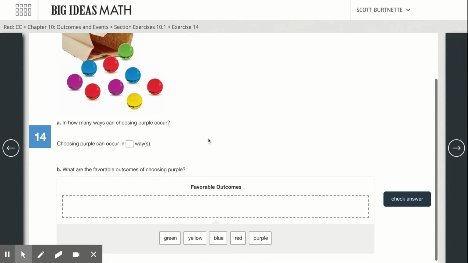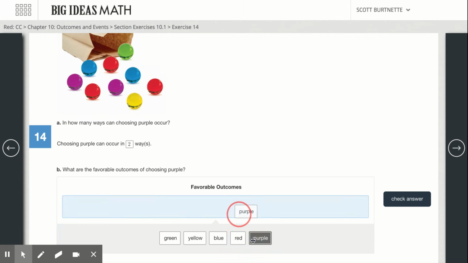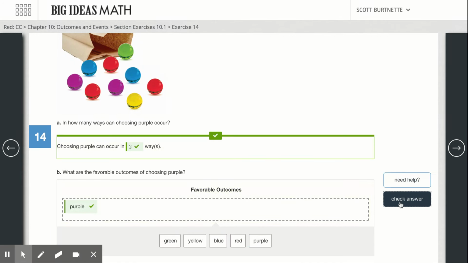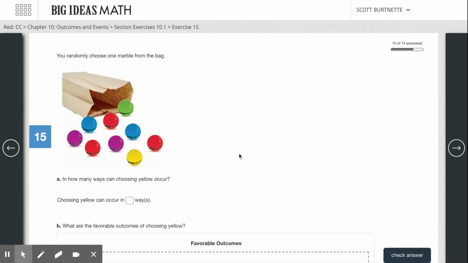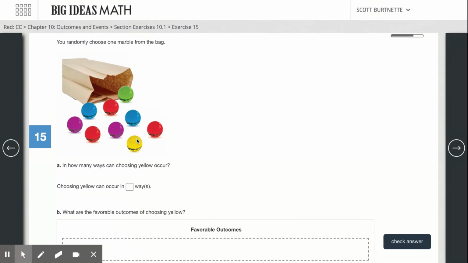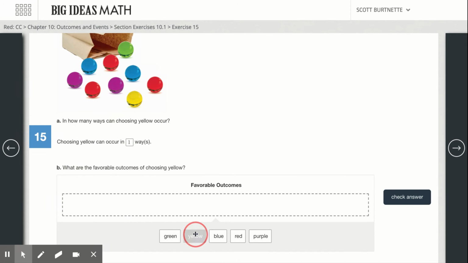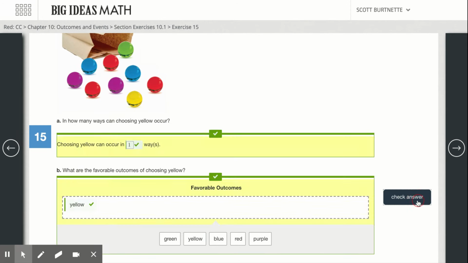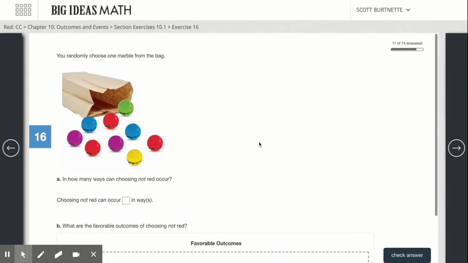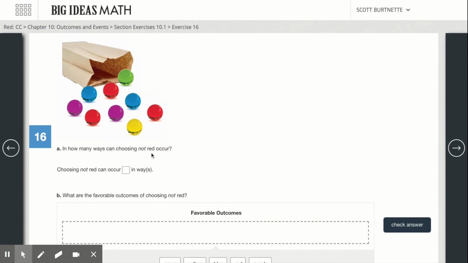Purple marble, there's 2 of them. So just like the blue marbles, there are 2 ways to choose the purple, and the purple marble would represent the favorable outcome. Okay, now we're choosing yellow. There's only one yellow, just like there was only one green. So there's only one way that I can choose yellow. The favorable outcome is just the yellow marble. So we are good.